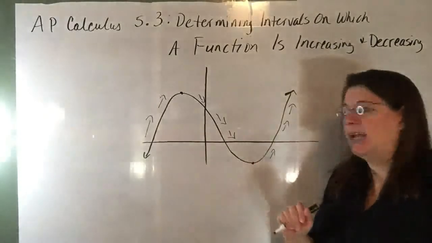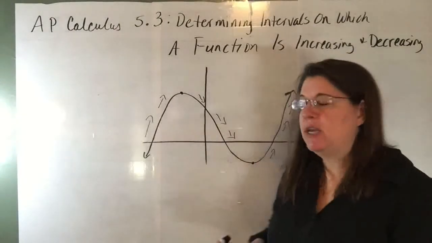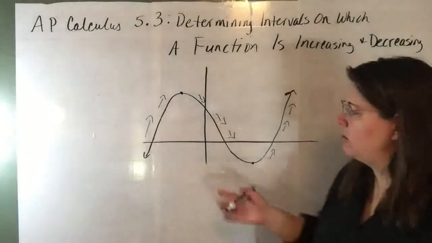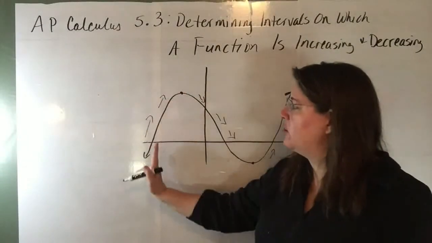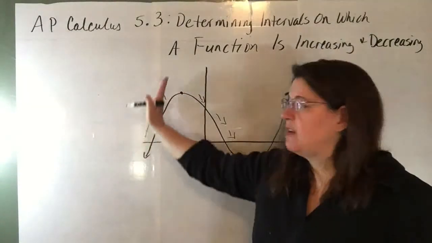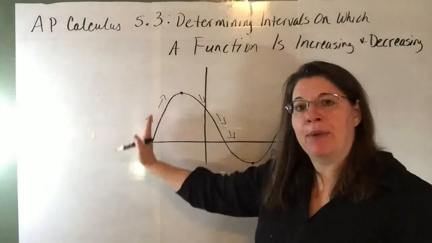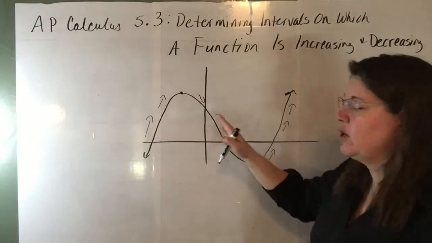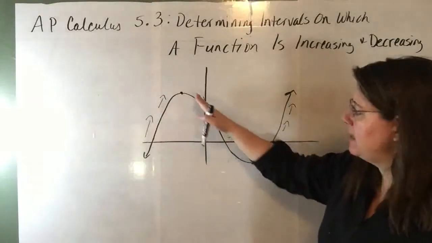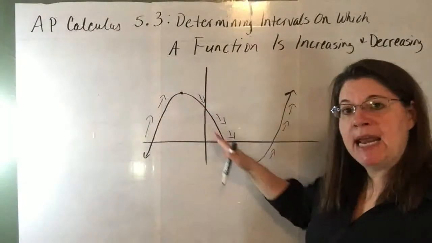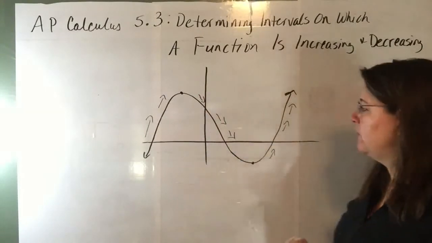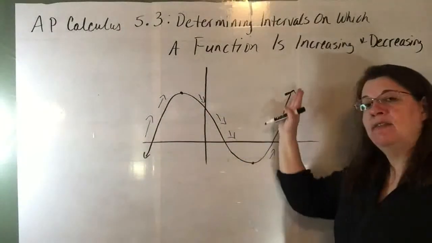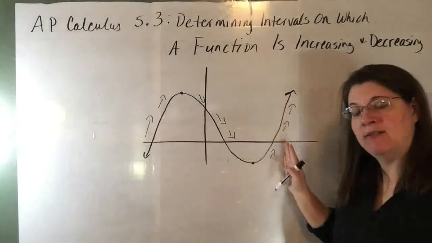Now, how are we going to relate this to calculus? Well, if you think about what you know about calculus, we know that when a function is increasing, the slope of the tangent line is positive. It's going in a positive direction. When the function is decreasing, the slope of the tangent line is going in a negative direction. And when the function is increasing again, the slope of the tangent line is in a positive direction.